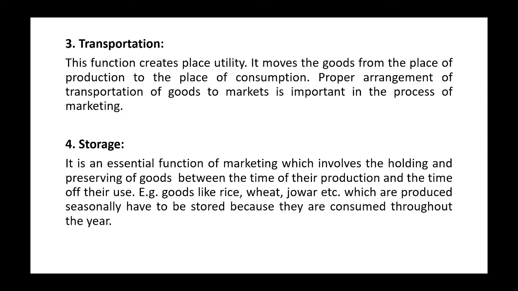Example, goods like rice, wheat, jowar, etc., which are produced seasonally, have to be stored because they are consumed throughout the year. So, as I told you, there are products which are produced only during the season, but the customers use them throughout the year. For example, we can say cotton. Cotton is produced only during the season, or maybe once or twice a year by the farmers, but it is used throughout the year by so many end users.